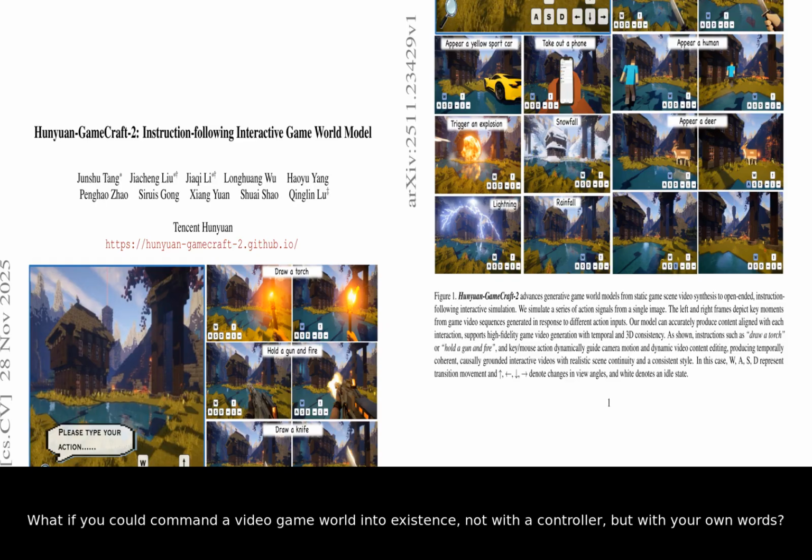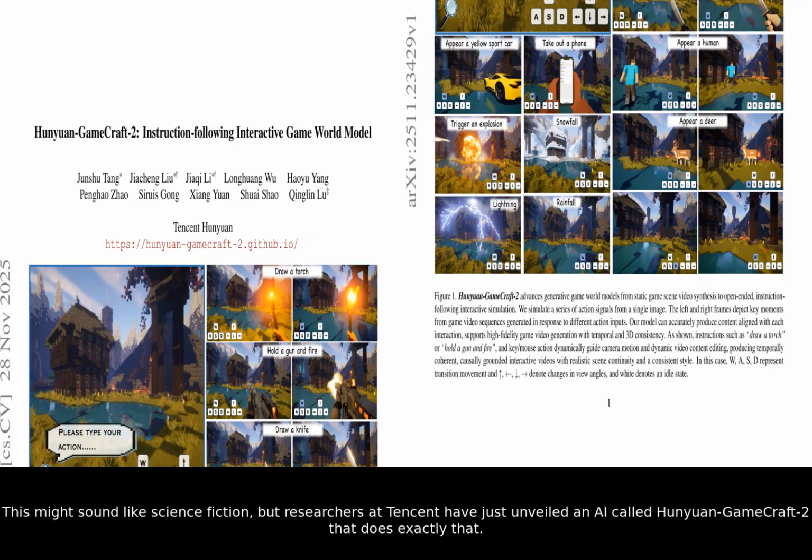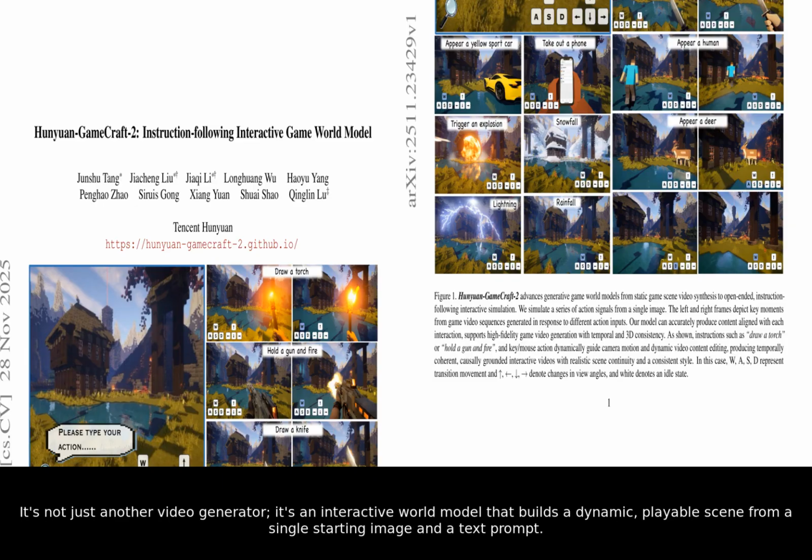What if you could command a video game world into existence, not with a controller, but with your own words? Imagine looking at a static picture and typing, "Make it snow," and then watching a blizzard realistically form before your eyes. This might sound like science fiction, but researchers at Tencent have just unveiled an AI called Hunyuan Gamecraft 2 that does exactly that. It's not just another video generator. It's an interactive world model that builds a dynamic, playable scene from a single starting image and a text prompt.